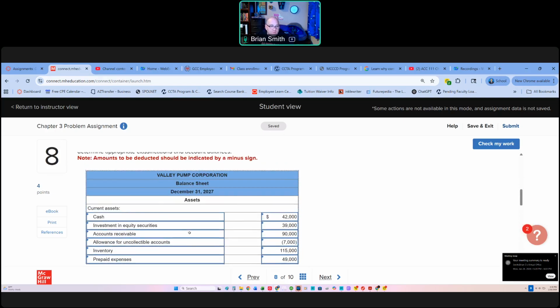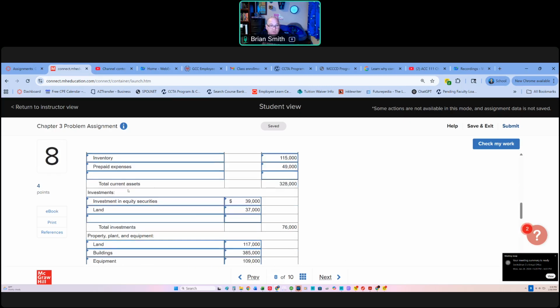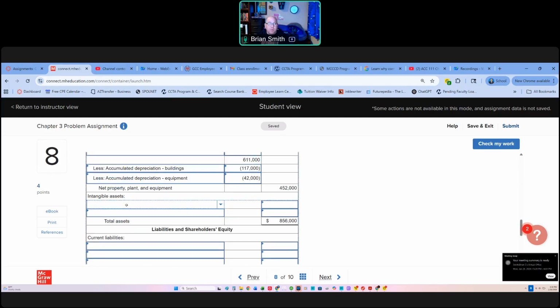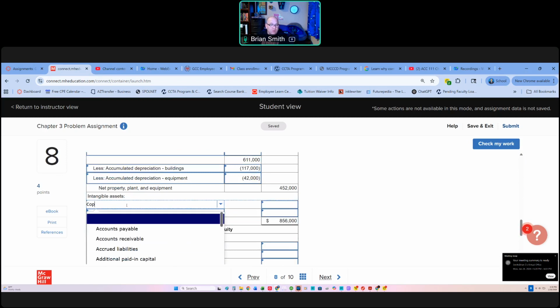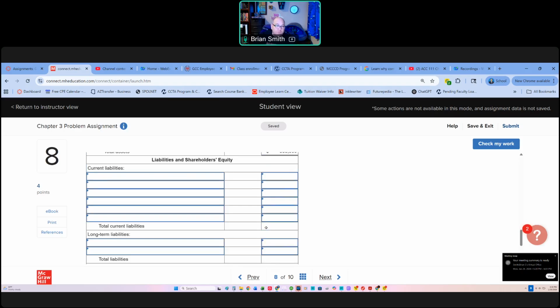I believe the last thing we saw here was patent. Oh, copyright. I apologize. Copyright, 29,000. I think I saw property, plant, and equipment, which threw me off, and I threw myself off. I'm looking at my phone now, 29,000. All right, so there's our total assets, $885,000.